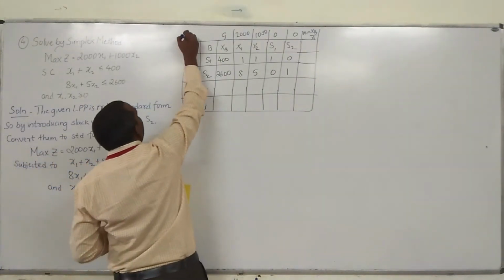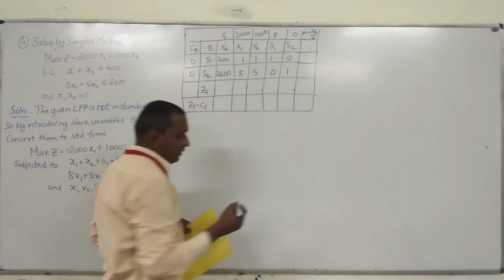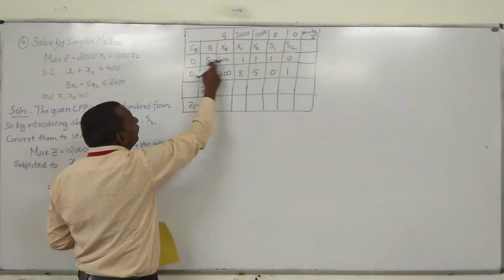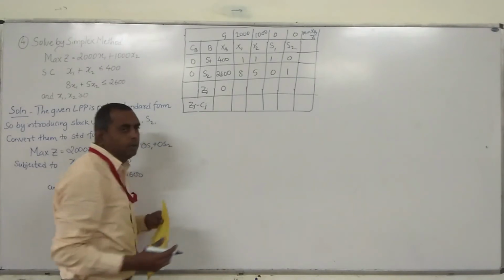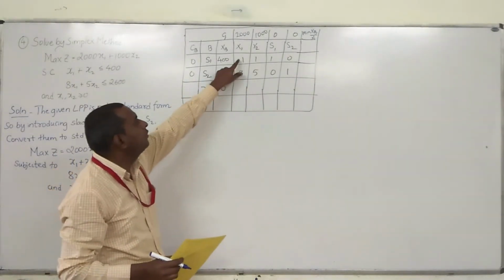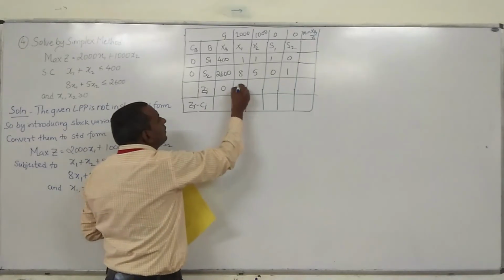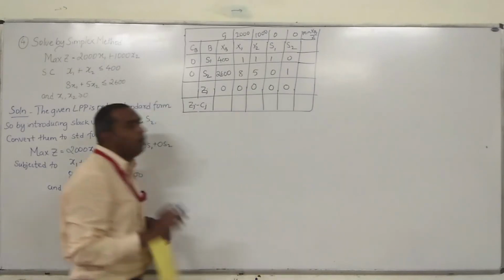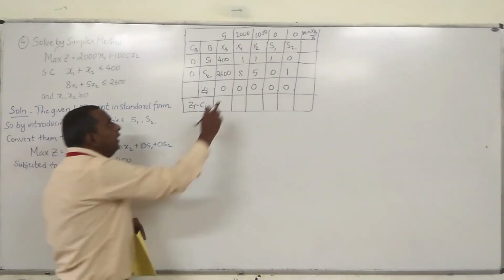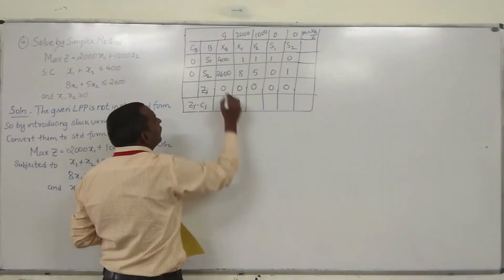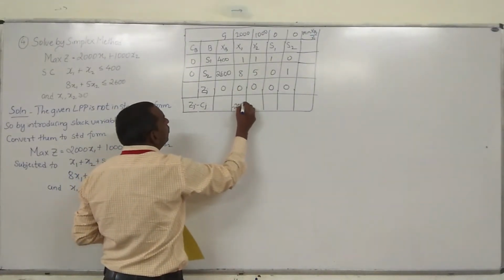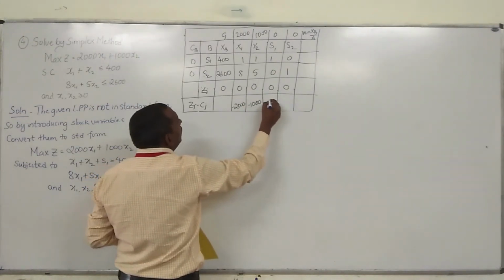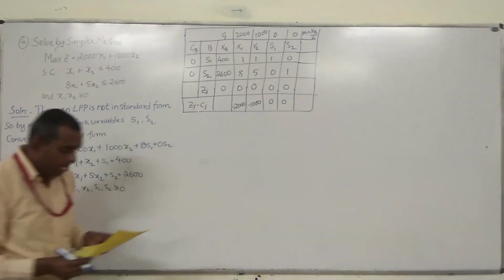Now we need to find the Zj. What is the value of Zj? 0 into 2600 plus 0 into 400, the whole answer is 0. Then followed by 0 into 8 is 0, plus 0 into 1 is 0, the whole answer is 0. So this is also 0, this is also 0 and this is also 0. And all Zj are 0 now. So find out Zj minus Cj. So Zj is 0, so it becomes minus 2000, it becomes minus 1000. So it is 0 and it is 0. Fine.